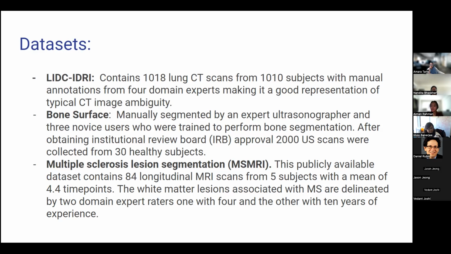Then we have MSMRI, which is multiple sclerosis lesion segmentation. Here we have 84 MRI scans from 5 subjects, with 2 segmentation masks per slice, one from an annotator with 4 years of experience and another with 10 years of experience. So these are the datasets that we used.